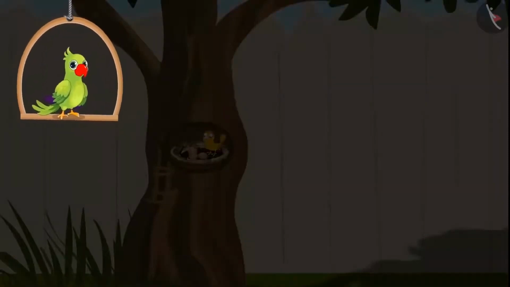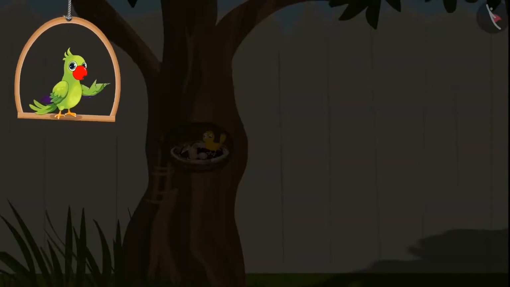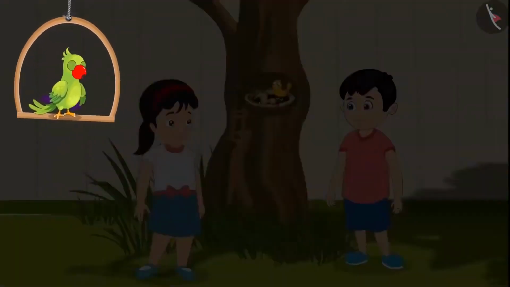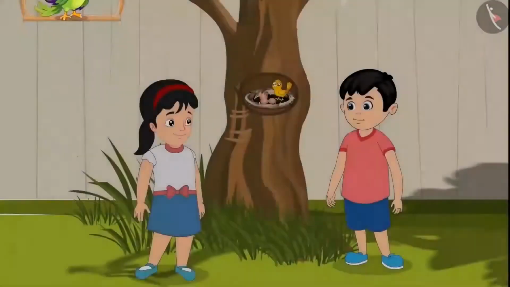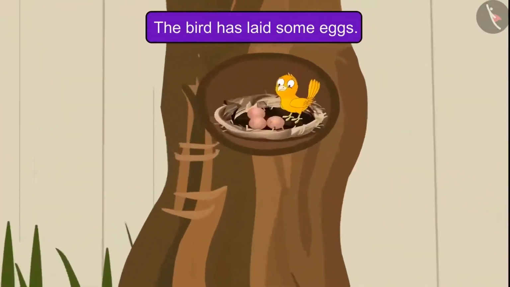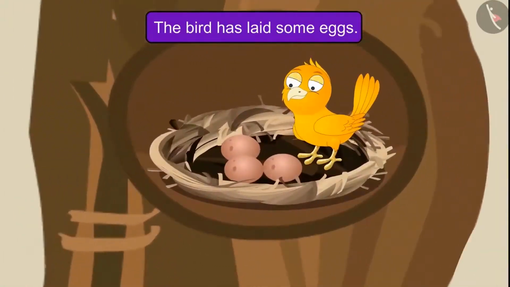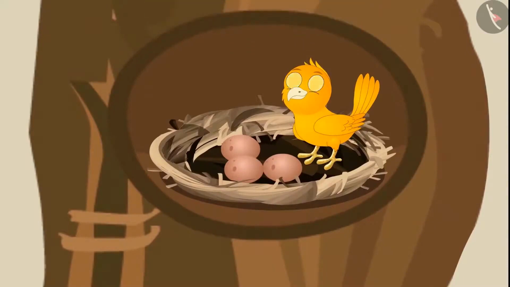A bird has nestled on a tree near Chotu and Pinky's house, children. They both see the birds every day. Come, let's see what they are talking about today. Hey Pinky, look, today this bird has some eggs in its nest. Yes, Chotu, and they look so cute.